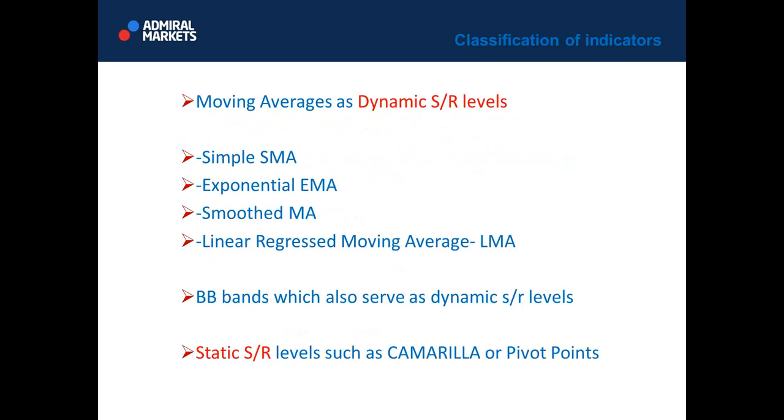And dynamic support and resistance indicators are those which give us dynamic support and resistance levels. Those are moving averages and Bollinger bands. Static support and resistance level indicators are Camarilla or any other pivot point indicator.